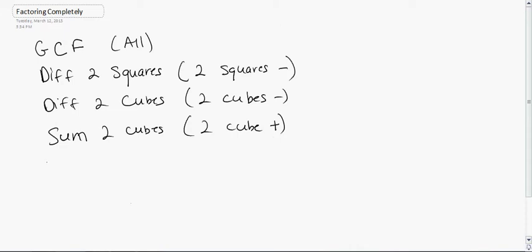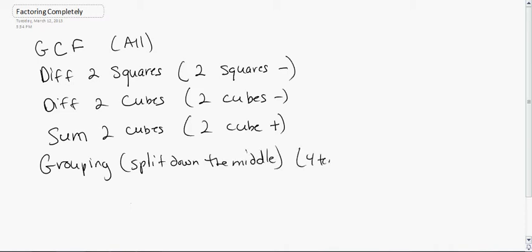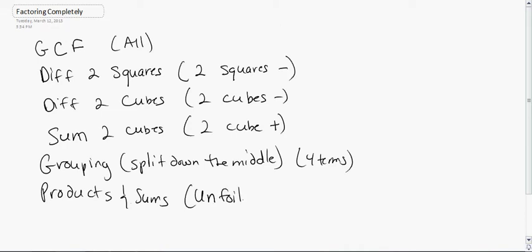I could do some grouping, and some people call grouping splitting down the middle. And usually I've got four terms for that. It's possible to take a three-term problem and turn it into a grouping problem, and there are some techniques for doing that. The last method that I have is something that I call products and sums. Some people call it unfoiling or reverse foiling. Unfoil. And that's useful if you have three terms.